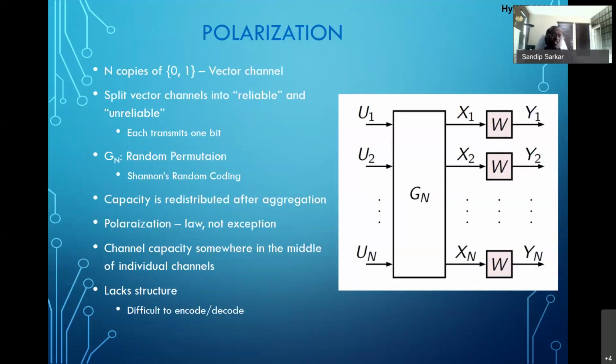Now, the question, of course, is how do I know which one is polarized well, which one is polarized badly? Well, what it says is that as long as you make n large enough and do a random permutation, you will achieve good polarization. If you look at the proof that was provided, the spirit is extremely similar to the proof Shannon provided of random coding. If you look at his proof of random coding, you will see that as the block size increases, a random code will achieve capacity.